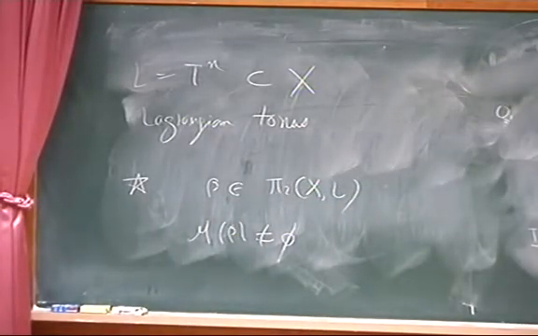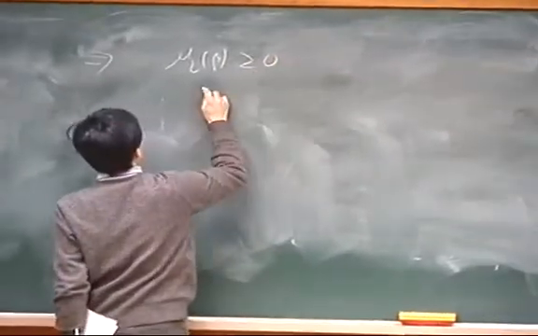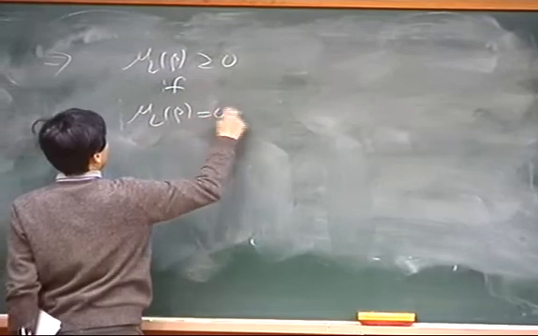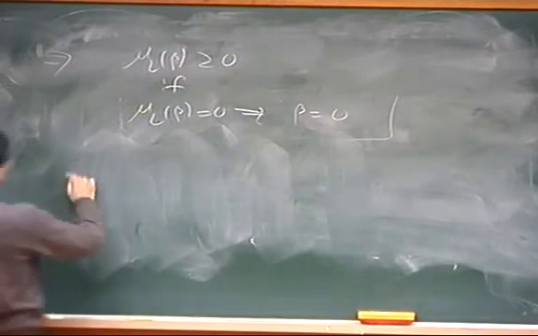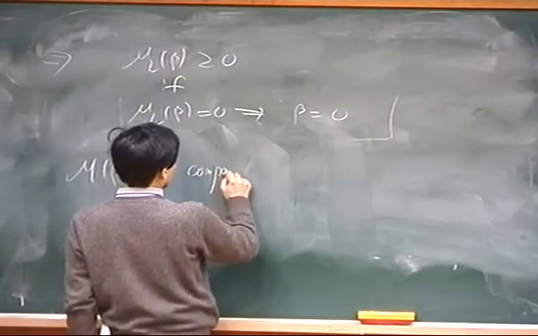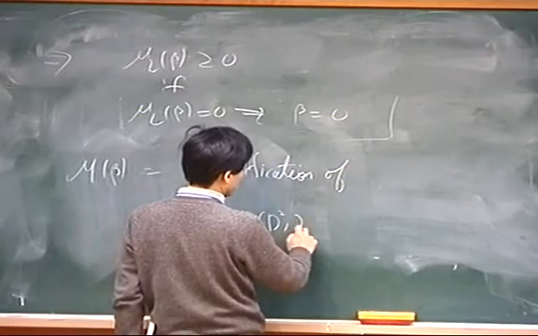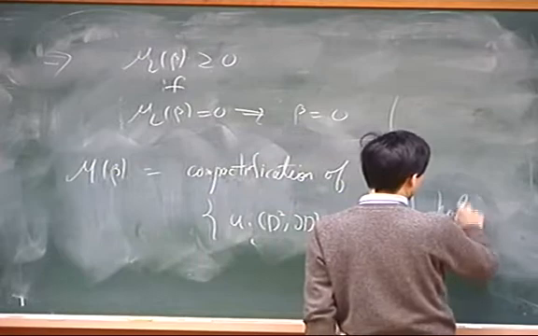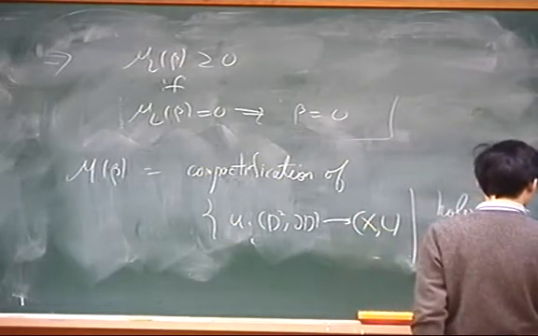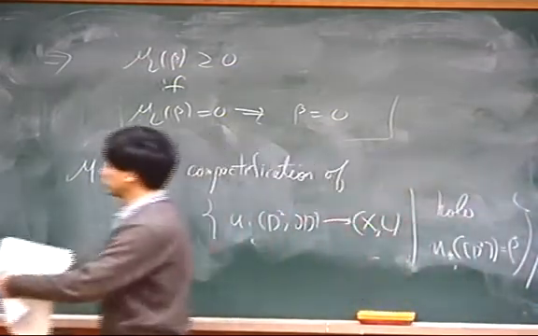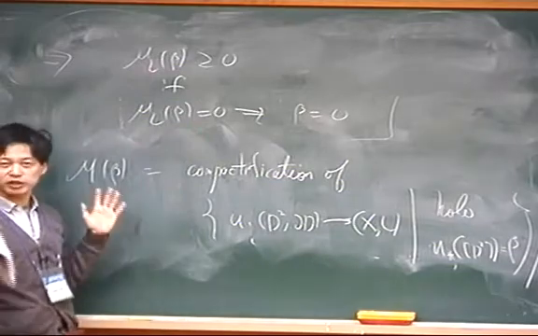Then the Maslov index of beta is non-negative, and moreover, if it is 0, then beta is 0. This is an assumption, not a statement. And M of beta is just a compactification of the moduli space of holomorphic disks with homology class beta, and we divide it by this PSL(2,R), the automorphisms of disks. I mean, suppose you have a holomorphic disk of homology class beta, then the Maslov index is 0 or higher, and if it's 0, it's trivial.